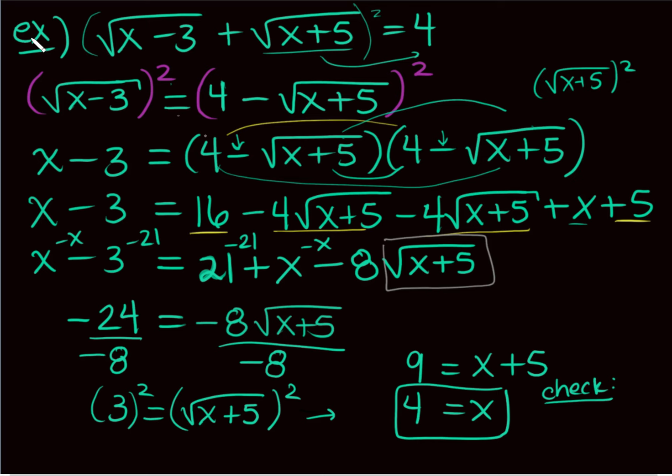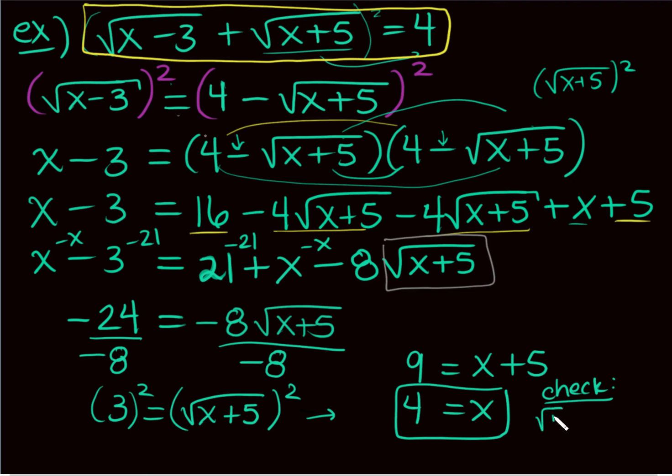So what am I going to check into? I'm going to check into this equation right here, my original equation. 4 minus 3 is 1, so does the square root of 1 plus 4 plus 5, which is 9, the square root of 9, does that equal 4? Oh, praise the math gods, it does, and we're very happy about that, so we draw a little smiley face, and we're done.